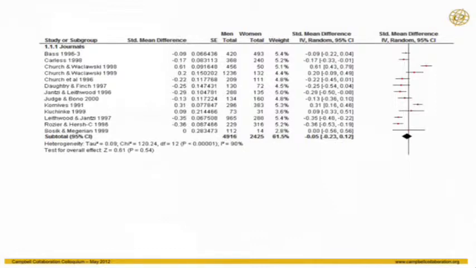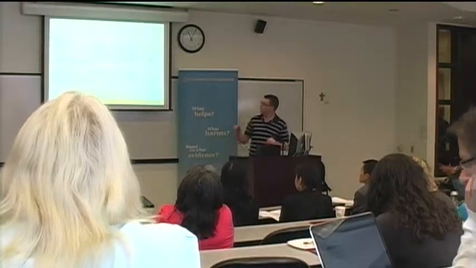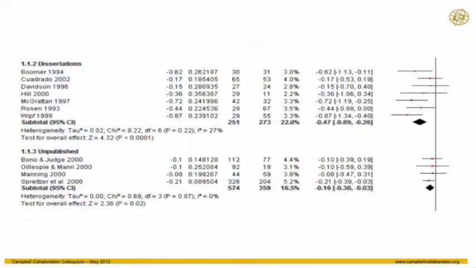And then our overall effect is telling us the same information that we just interpreted from our confidence intervals. Okay. And we have the same structure of results for our dissertations. The dissertation group has a mean effect of negative 0.47, ranging from negative 0.69 to negative 0.26. So this is indicating that females are much higher on this transformational leadership construct than males within this subgroup.